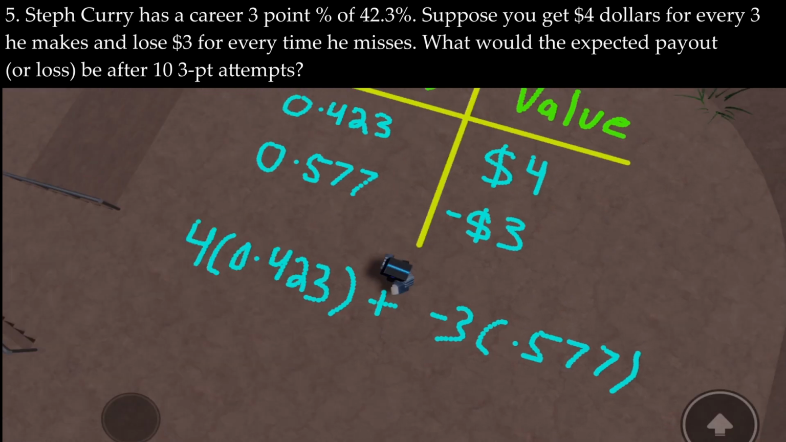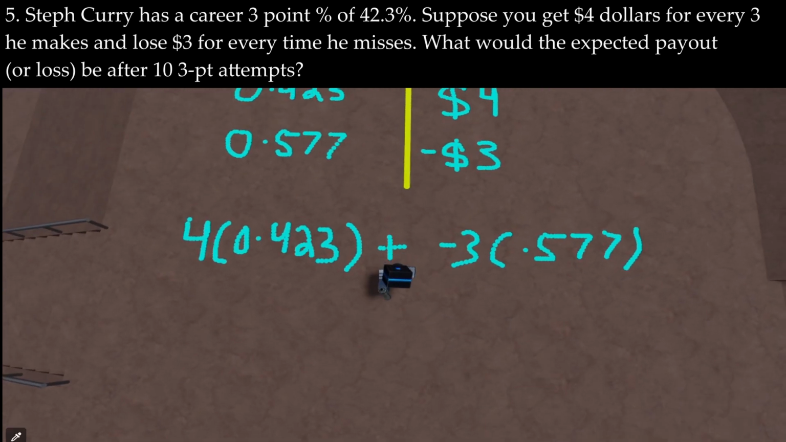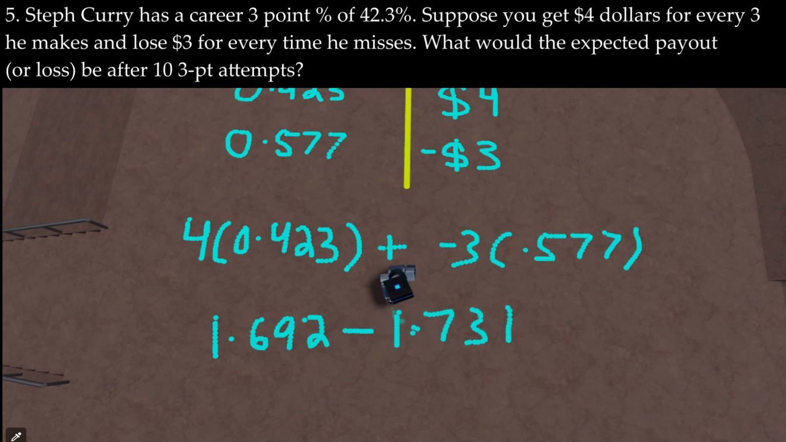Now just compute this. So 4 times 0.423 is about 1.692. And then minus 3 times 0.577 is negative 1.731. And then now we just need to subtract those two numbers. And if you do that, that's negative 0.039. So this is the expected loss for every shot Steph Curry takes if we're paid $4 for every basket he makes and we lose $3 for every shot that he misses. So on average, we would lose a bit of money in this game.